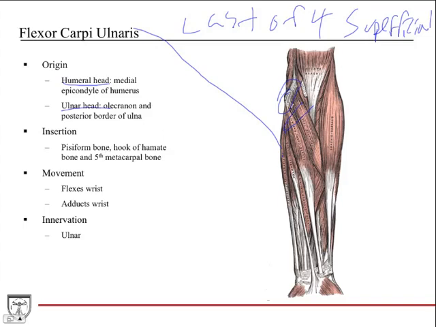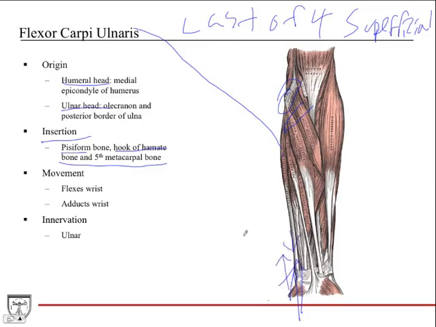And this structure actually helps form the cubital tunnel, which we discussed in the elbow lecture, and when we talked about cubital tunnel syndrome as well, where you can get compression of the ulnar nerve. Insertion is on the pisiform bone, the hook of the hamate bone, and the fifth metacarpal. So it comes down here, crosses the wrist joint like this, and then inserts onto these bones in the hand. So since it crosses the wrist joint, if it contracts, it's going to shorten like this.